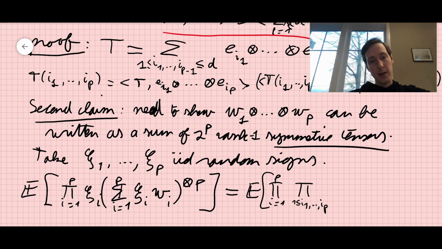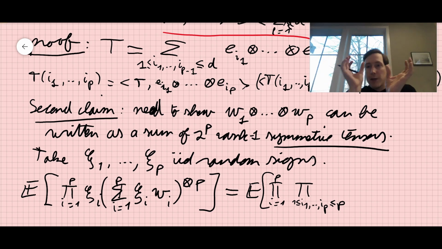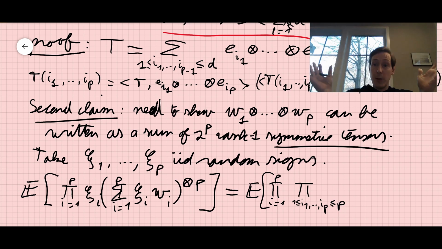Let me just think. I1 up to IP between 1 and p. Okay, so what is this tensor product? It's the first sum times the second sum times the same sum, etc. So when I expand this out, what will I get?